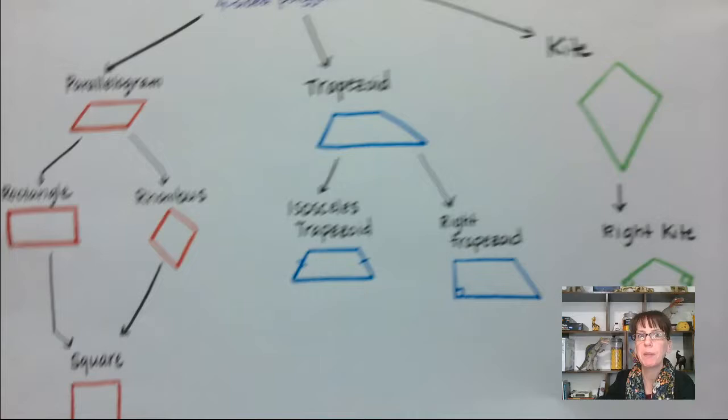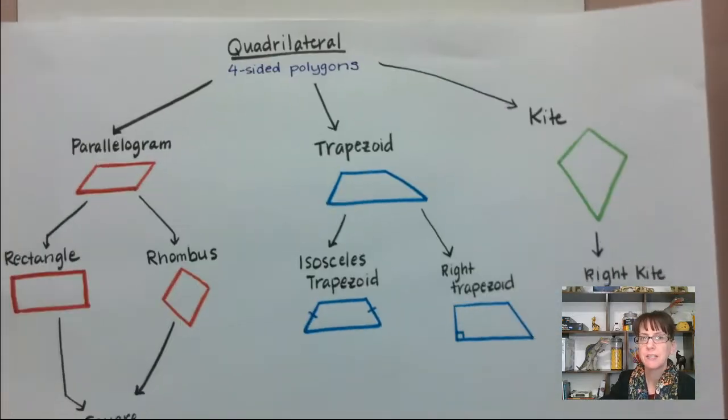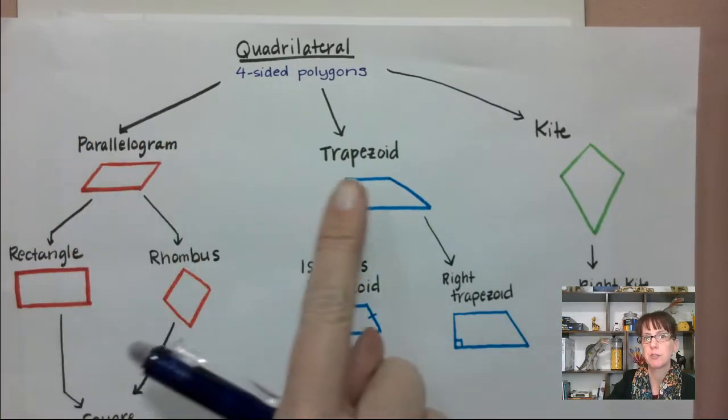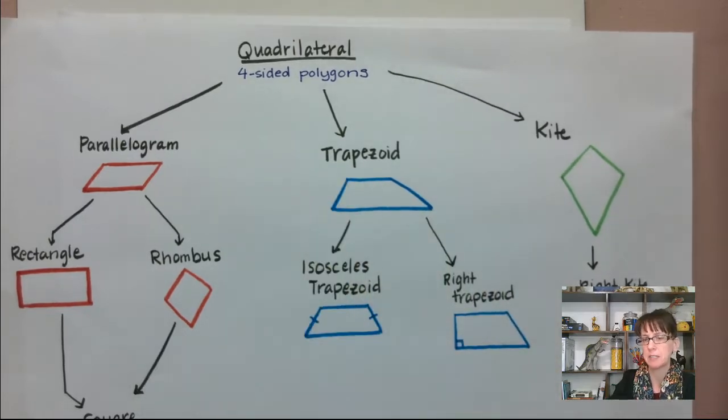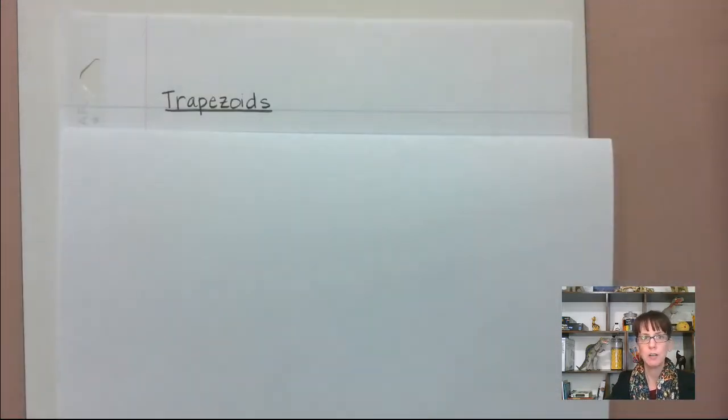So if you remember back to our quadrilateral chart here, some quadrilaterals are parallelograms, some are trapezoids, and some are kites. Today we're going to be talking about trapezoids. So let's talk about the trapezoid and what those properties are going to look like.